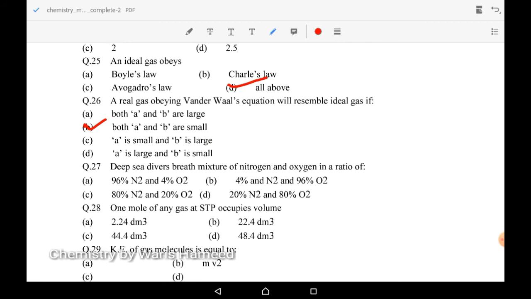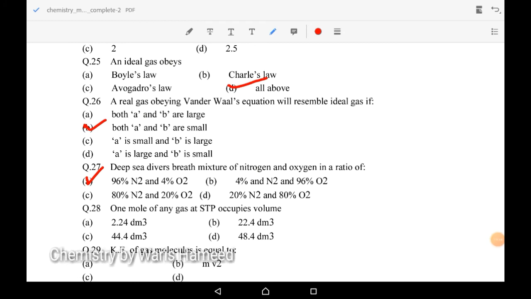Next MCQ. Deep sea divers breathe a mixture of nitrogen and oxygen in a ratio of. The mixture should have a higher percentage of inert gas and a lower percentage of oxygen. So the correct option is A, in which nitrogen is maximum and oxygen is minimum. Next MCQ: 1 mole of any gas at STP occupies a volume. It occupies the molar volume, that is 22.414 dm cube. The correct option is B.